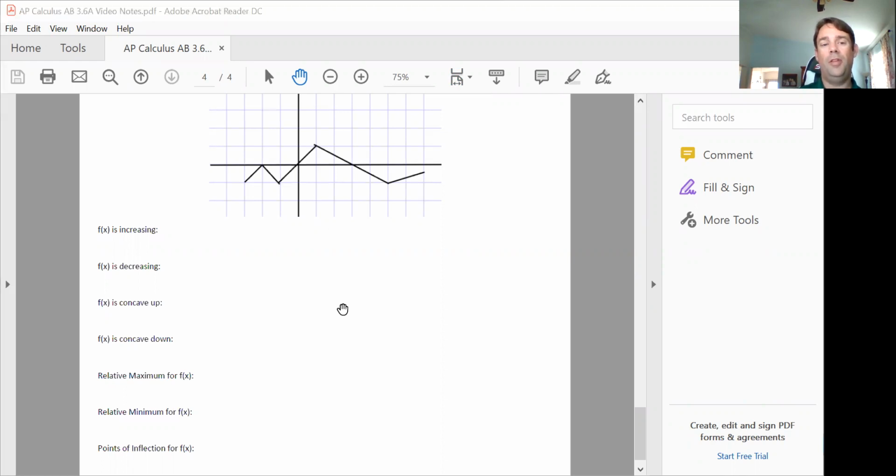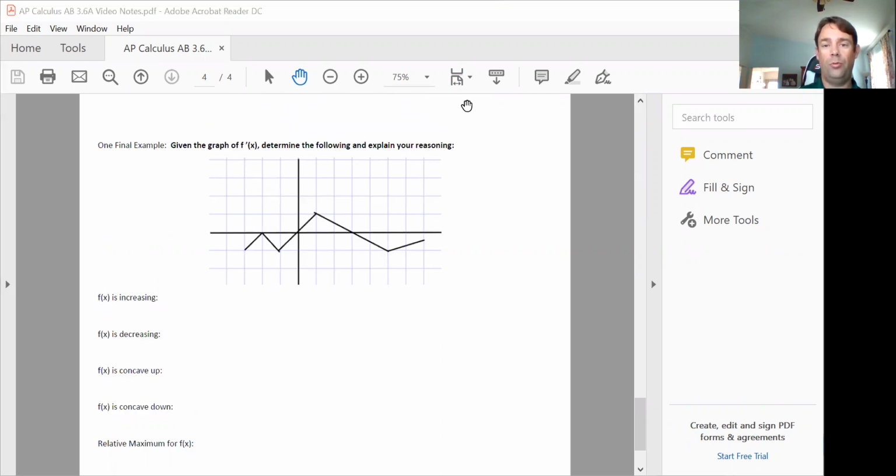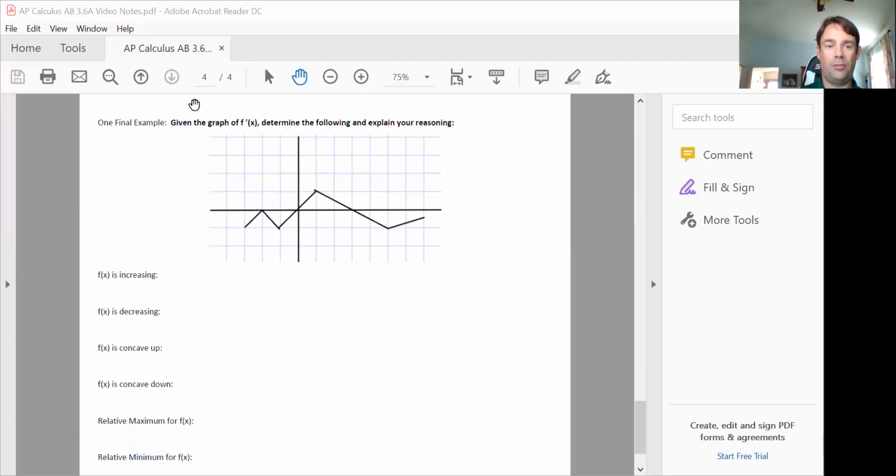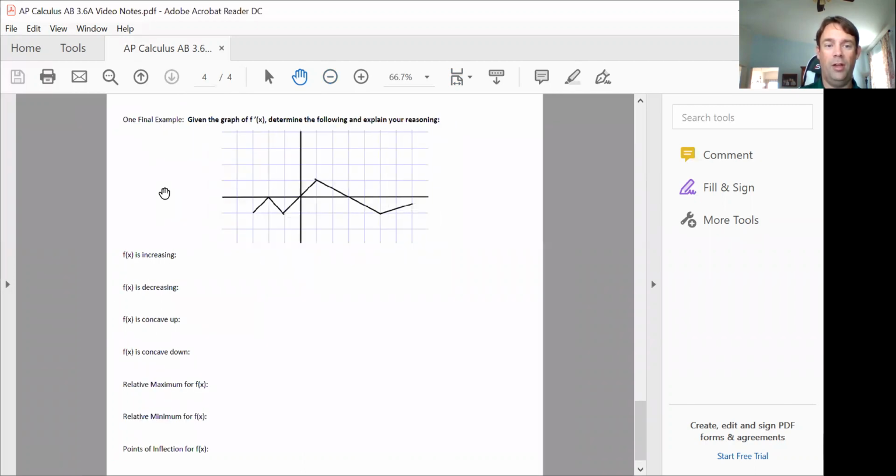Now, I'm giving you the graph. What graph did I give you? Notice, take a look. This is the graph of f prime of x. This is one of the big things that they love to do to you on the AP test. They give you a graph of f prime of x, not f of x, and they ask you to determine a bunch of information. So we'll see if we can't figure this out together. Why don't you guys pause the video, take a shot at it, and then we will come back and take a look at it. Okay?